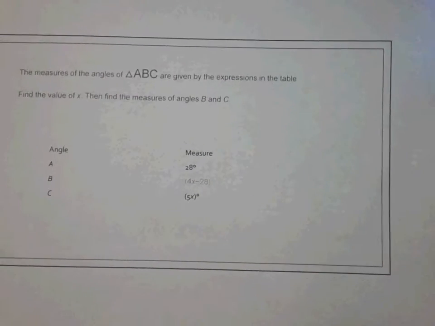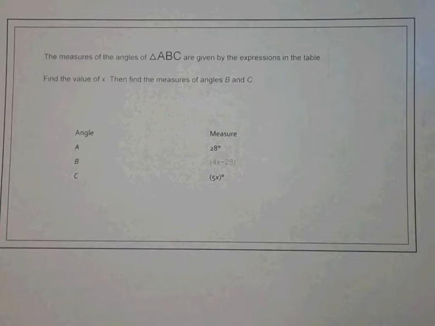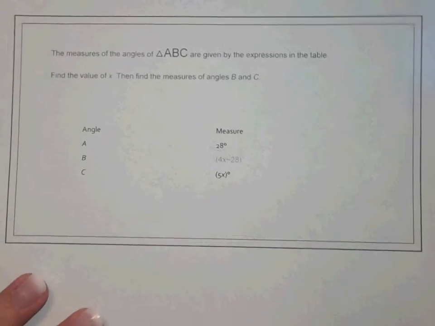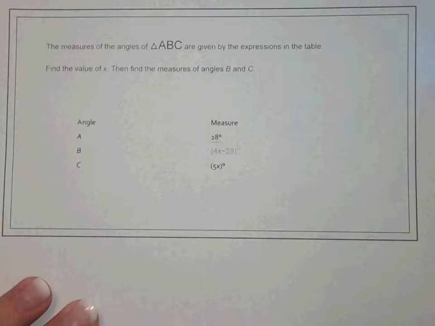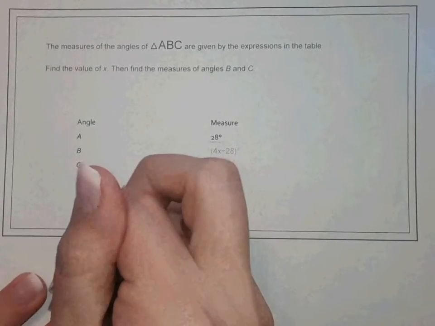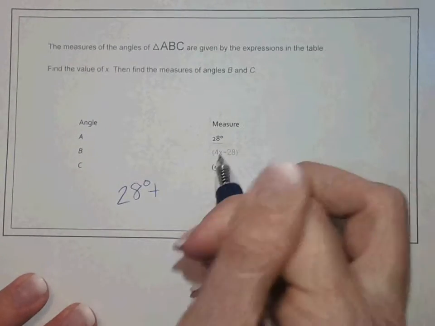Okay? Now, the measurements of the angles of triangle ABC are given by the expressions in the table. Find the value of x, then find the measures of angles B and C. So we're given one angle of the triangle, and then we're given two expressions for the other. But what we do know is they all add up to 180.